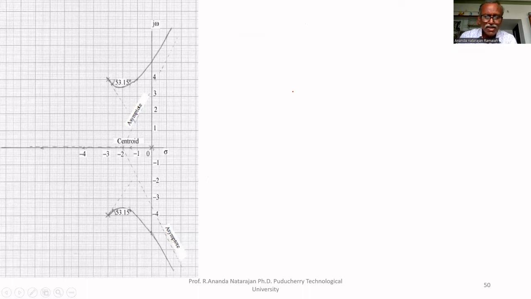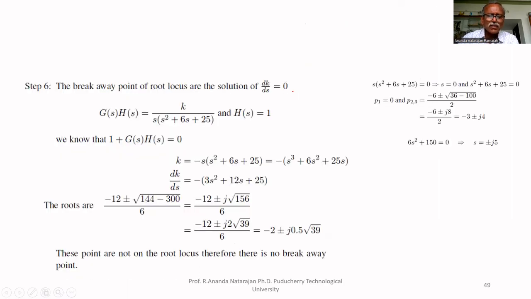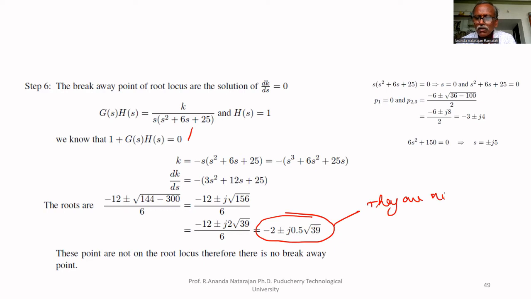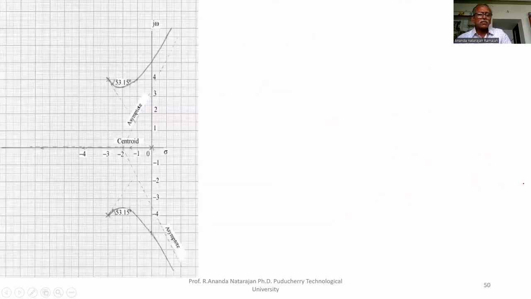If you find dK by ds, you will get the roots minus 2 plus or minus j0.5 root 39. They are not on the root locus. That is obvious, no need to find that. But if you find it, it will give roots which are not on the root locus. So this is the root locus.